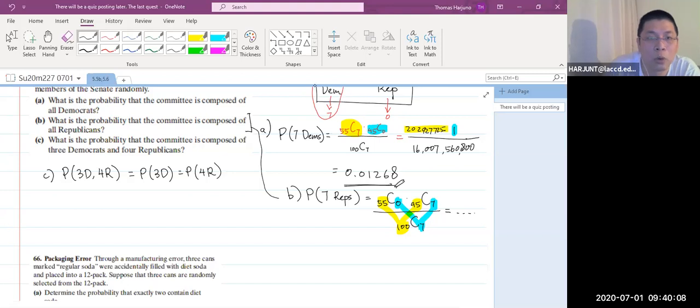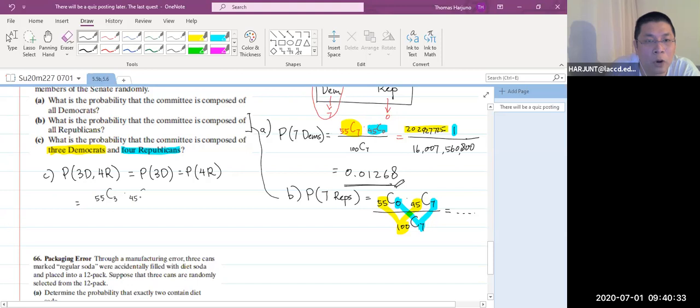So what they tell us here is actually redundant. They can just tell us 3 Democrats or 4 Republicans. They don't need to tell us both. Yes, you are right. Whoever that person is, who's that? Robert, that's right. That's 55 combination 3 times 45 combination 4 over 100 combination 7. Now of course from there you use your calculator.